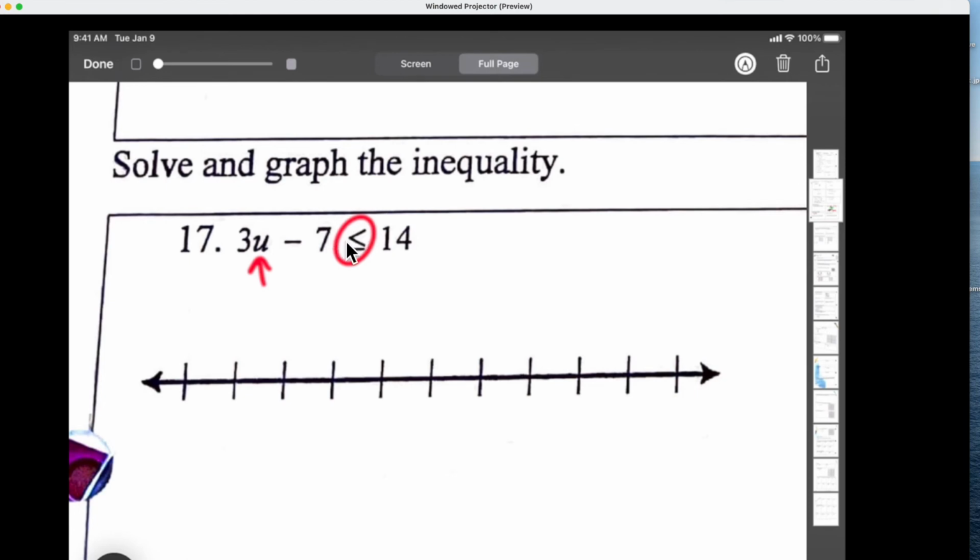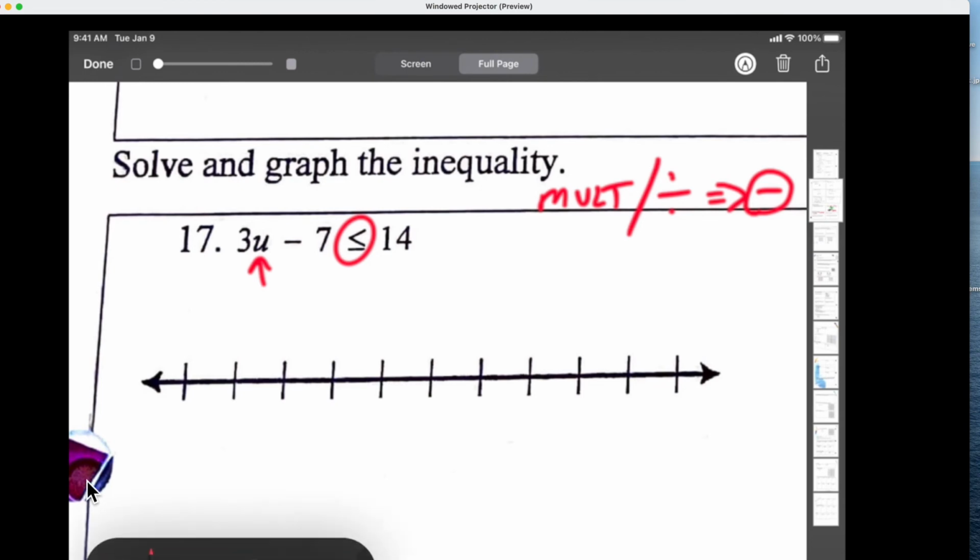So the way we handle these, the unique thing about these is that when you multiply or divide by a negative number in your pursuit to isolate the variable, you have to flip that sign. So let's proceed. Other than that, you treat it the same way. So whenever you see an inequality, you look for situations where you are multiplying or dividing by a negative. And if so, you flip the sign.